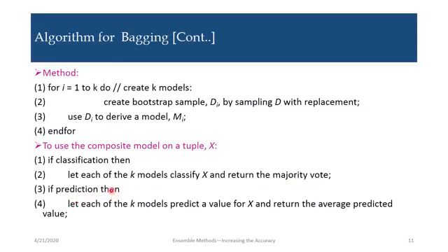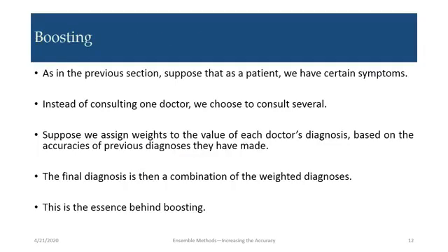If it is a prediction, then let each of the k models predict a value for X and return the average predicted value. I think I have just explained these things in our previous slide. If it is a classification, we take the majority vote for the class label. If it is a prediction, we take the average predicted value. So with this our bagging is over, now we will start with boosting.